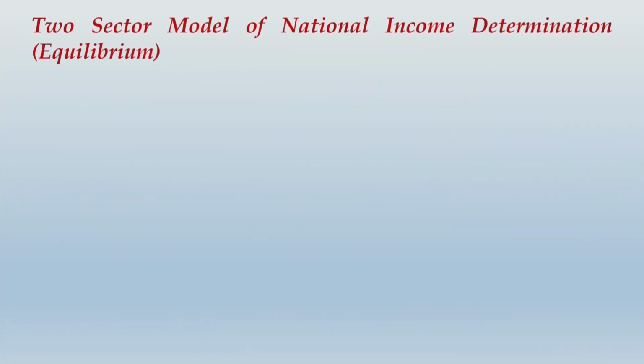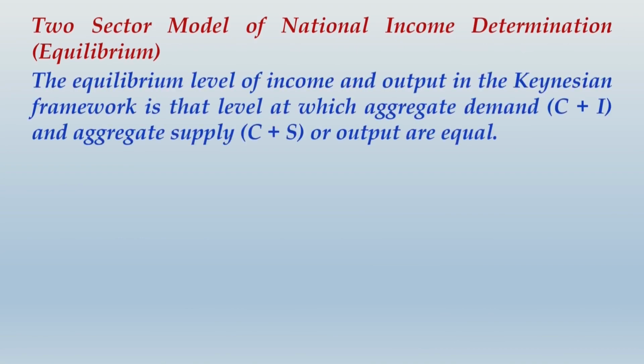Let us move ahead and continue writing further. Two sector model of national income determination. The equilibrium level of income and output in the Keynesian framework is that level at which aggregate demand, that is C plus I, and aggregate supply, that is C plus S, or output, are equal. So C plus I equals C plus S, and as I told you, C being common on both sides, you can eliminate that and conclude that I equals S.